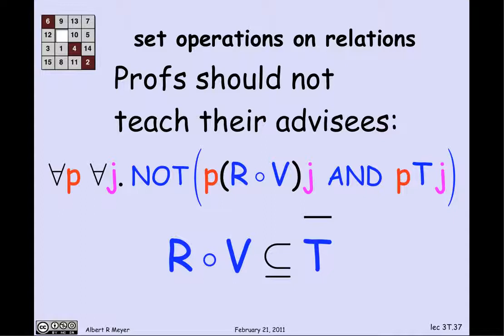Another way to say it, by the way, there's a general set theoretic fact, is that the way to say that T and R∘V intersected is empty is to say that the set T and the set R∘V, whatever they are, have no points in common. An equivalent way to say that is that one set is contained in the complement of the other set. So I could equally well have said this as R composed with V is a subset of not T.